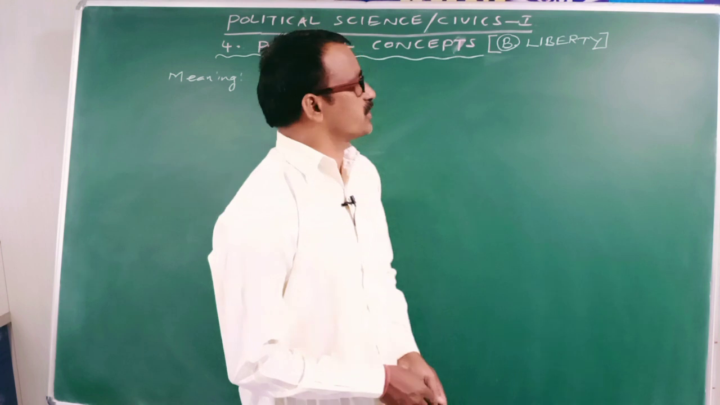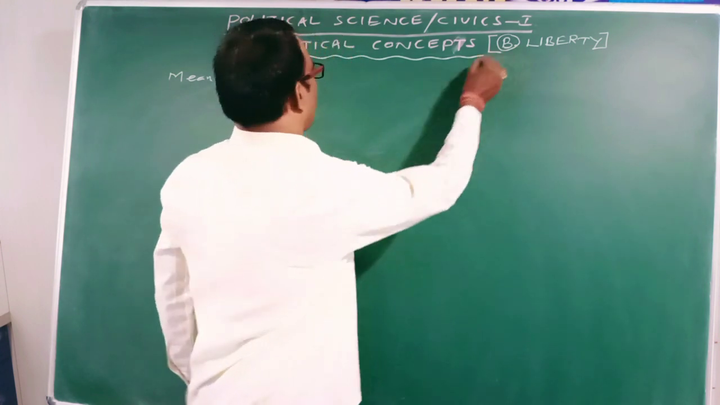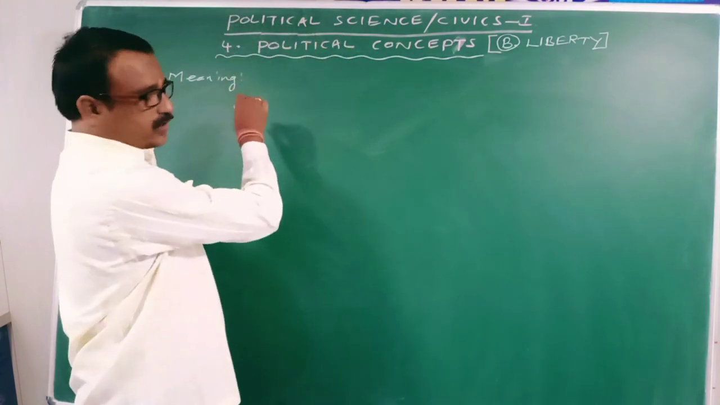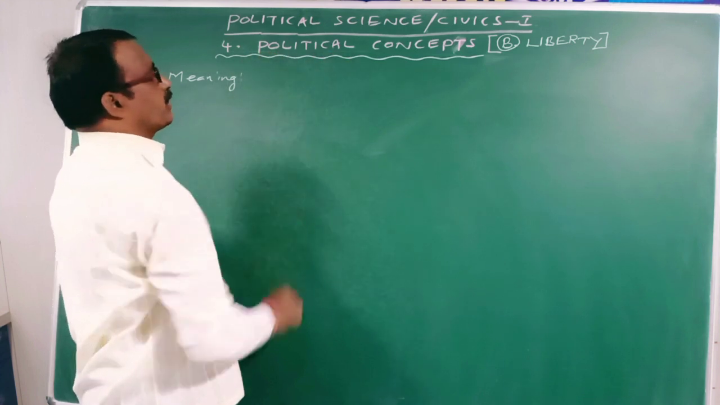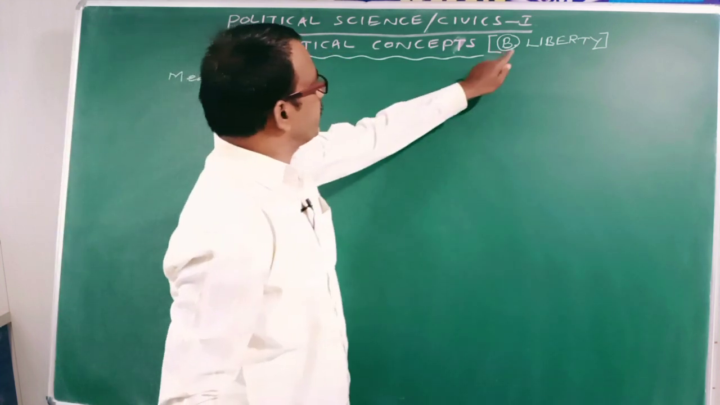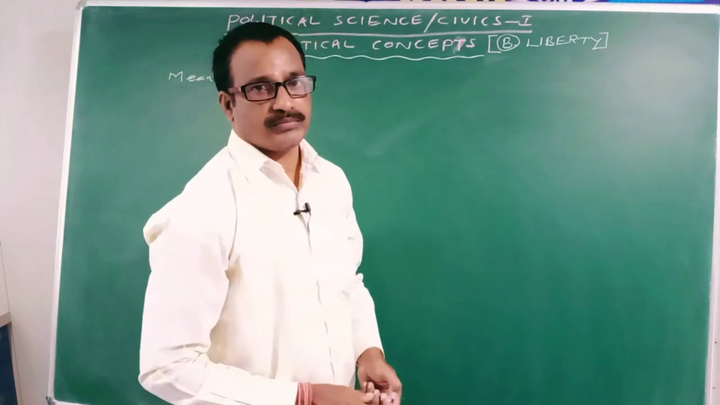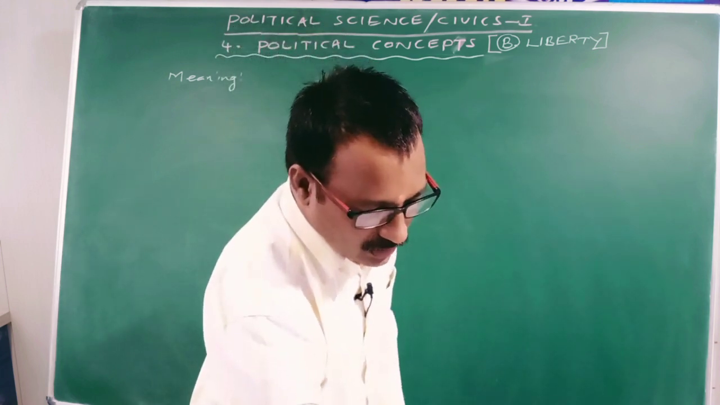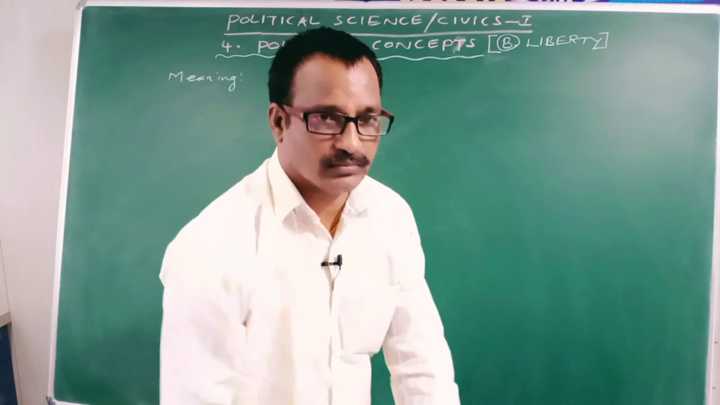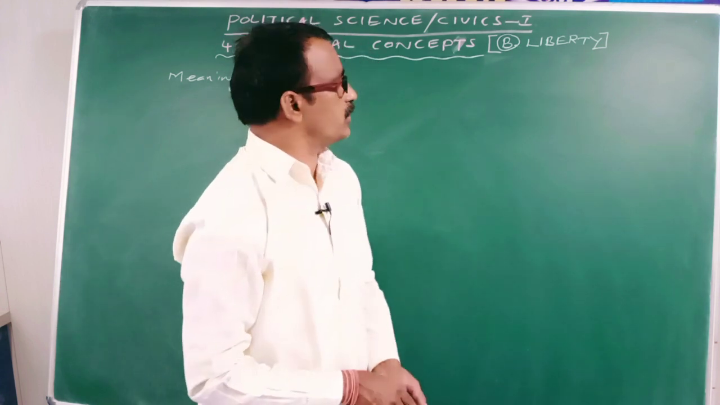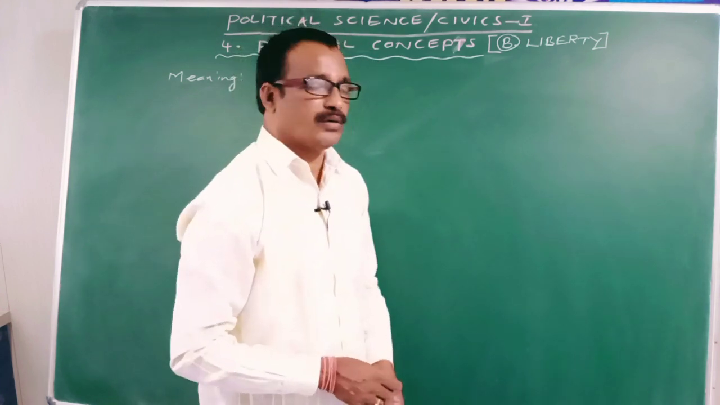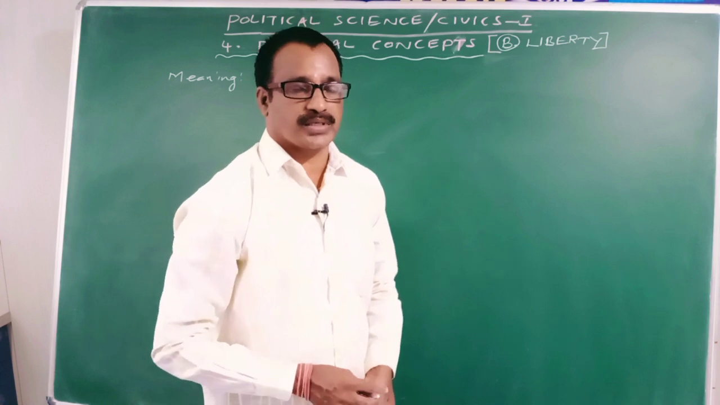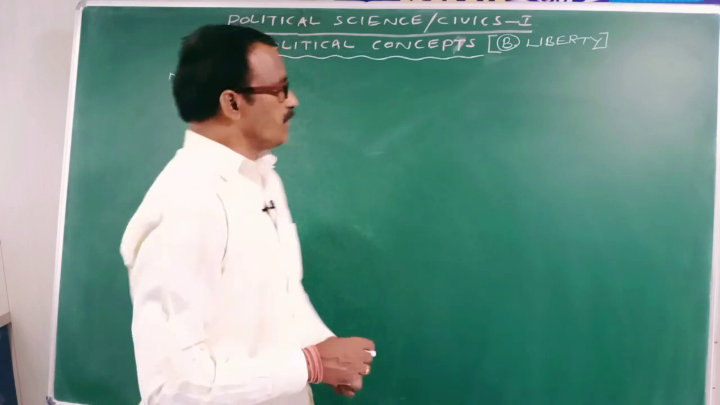Today I am going to start the second lesson from the fourth unit. We are in the fourth unit, political concepts. So the second lesson is liberty. Liberty is also one of the important political concepts in political science, like law, equality, justice and power in general.